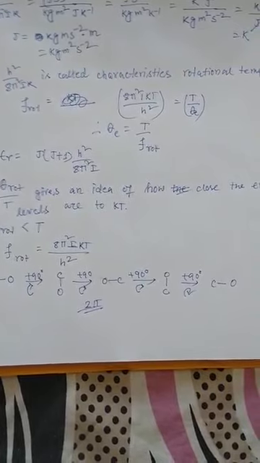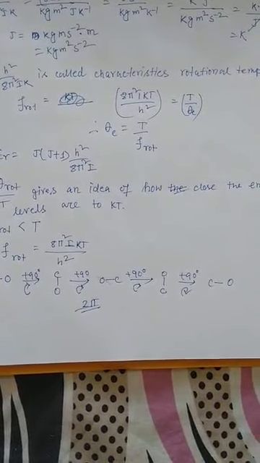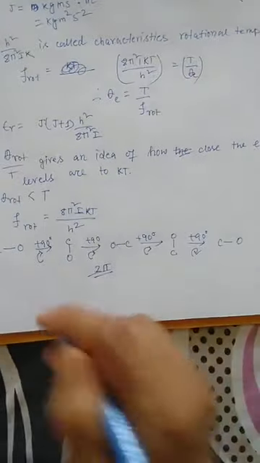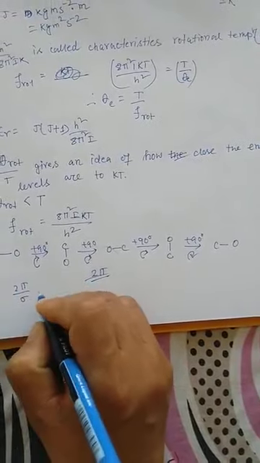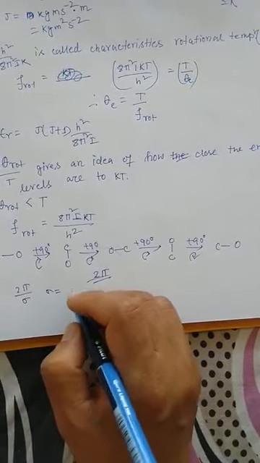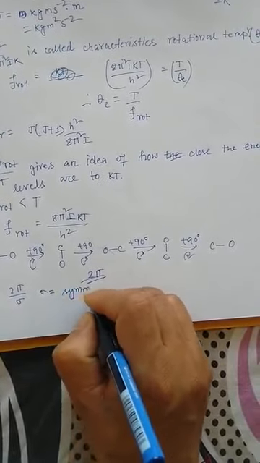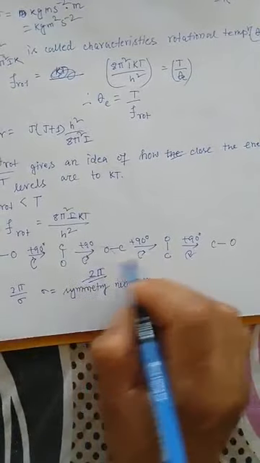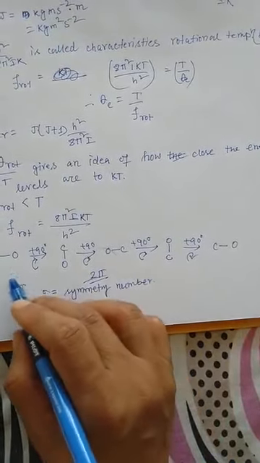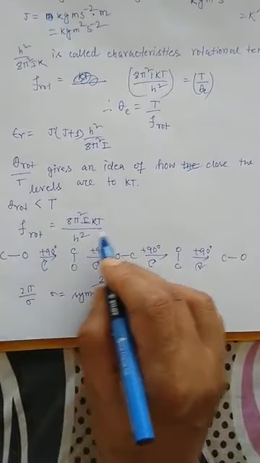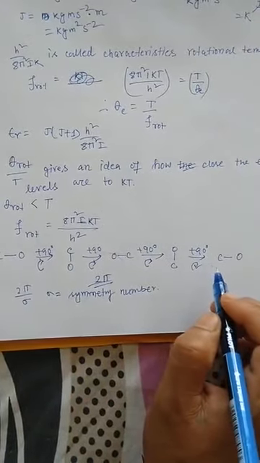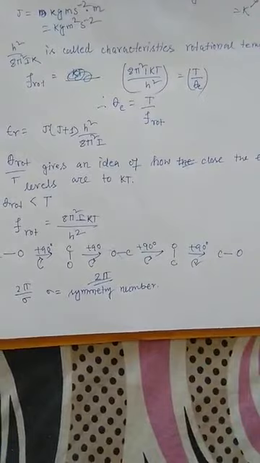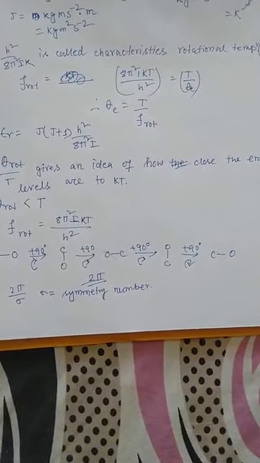So for this type of molecules, if the molecule has an element of symmetry such that an identical configuration occurs after a rotation of 2 pi by sigma, where sigma is the symmetry number. So for this type of molecule, what is the symmetry number? The symmetry number is 1, because an identical configuration appears only after a complete rotation of 2 pi or 360 degrees. That means 2 pi by 2 pi equals 1. So that's why the symmetry number is 1 for this molecule. Sigma, as I have already discussed, is the symmetry number.